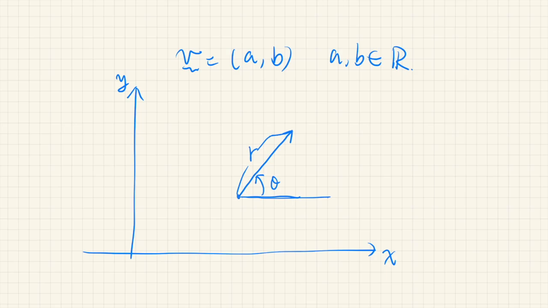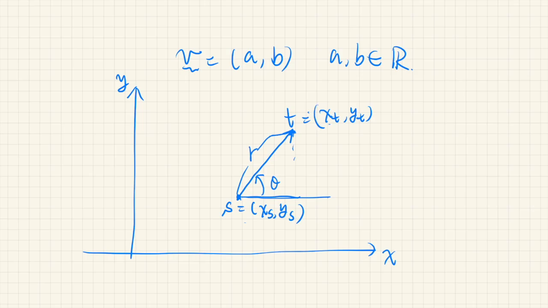Let's call this source point S, and the end of this arrow T, for target and source. So in two-dimensional space, we have two points, the source and the target. Let's say the coordinate of this source is xs and ys, and the coordinate of this target is xt and yt.